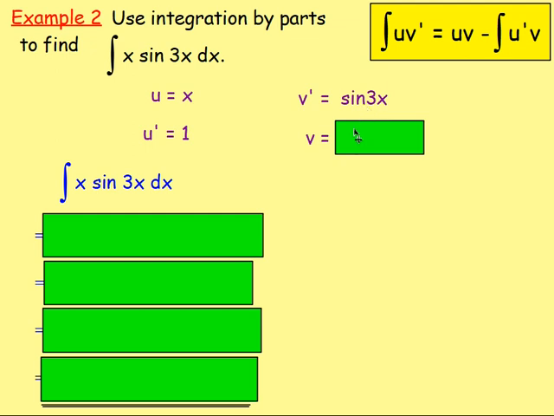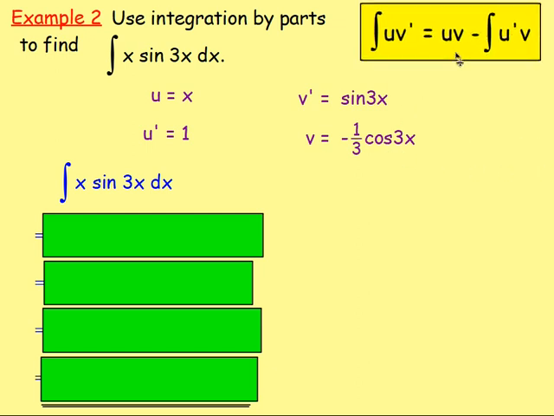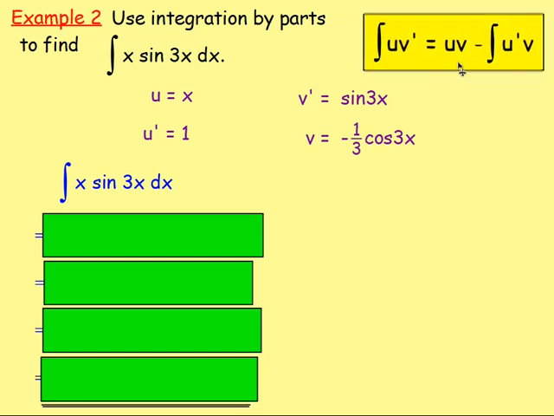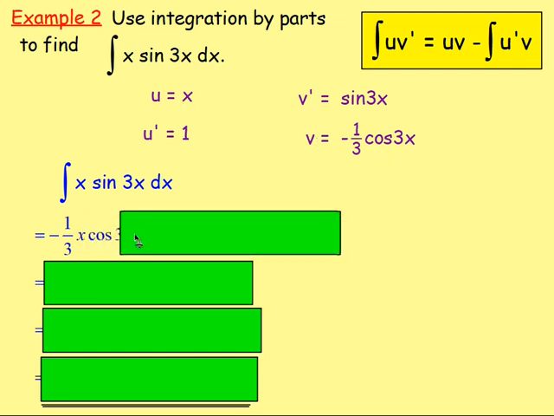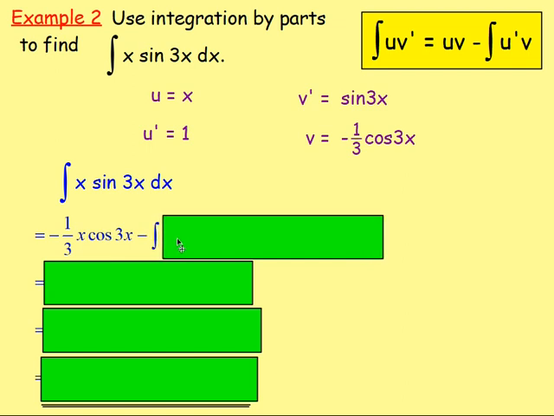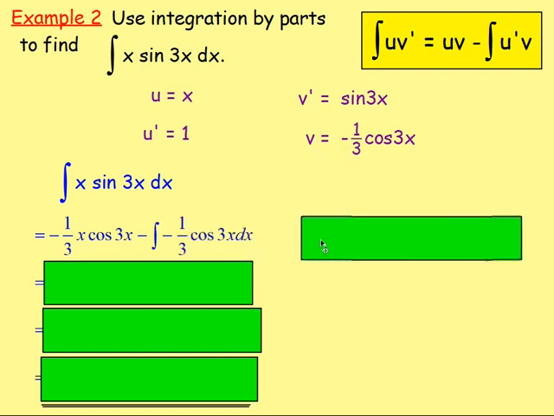Good, you divide by the derivative. So we'd have negative 1/3 cos 3x. After that, the integral will be uv minus the integral of u dash v. So you can say that is u times v. So I'm just putting the negative 1/3 at the start, then the x, and then I've got the cos 3x. Minus the integral of u dash times v. And u dash is 1, so it's 1 times this part here.